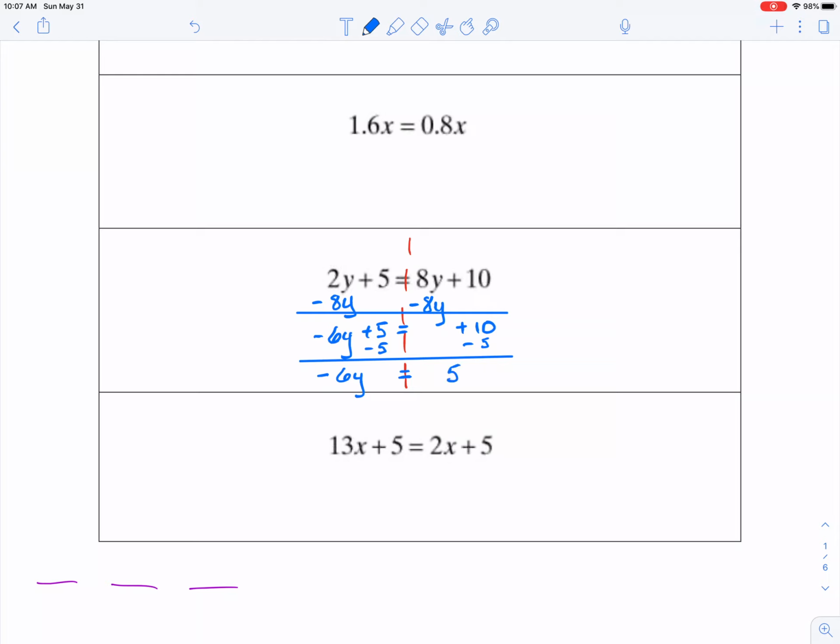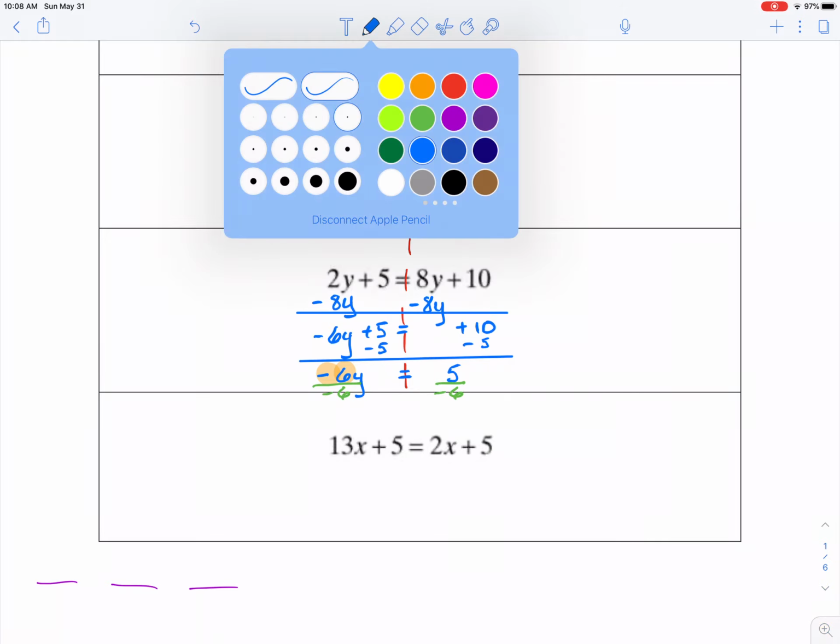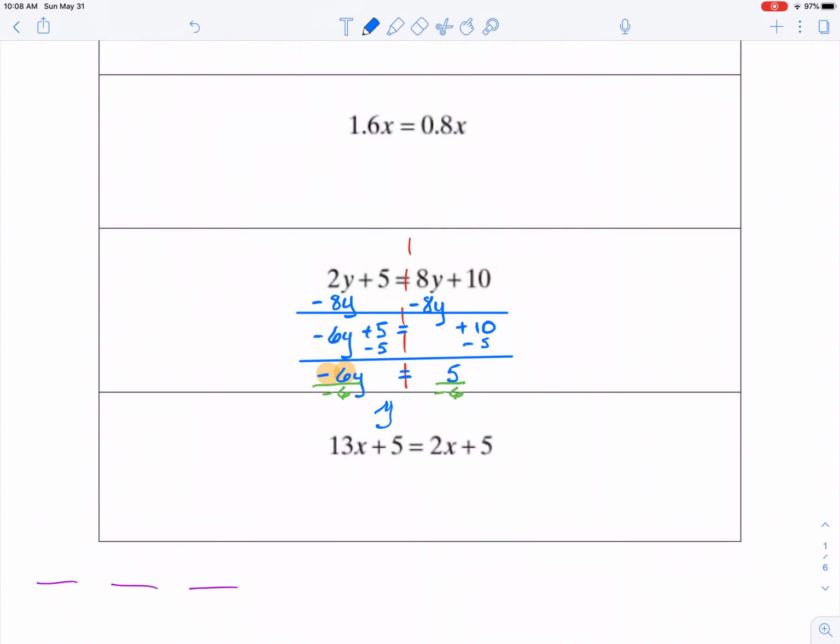And then finally noting that we always divide by the coefficient in front of the variable when we get this down to this last step. I think I'll change color here. So I'm going to be dividing both the left side and the right side by this negative 6. So in this example, we're going to come up with y equals negative 5/6. Sometimes you will see that written with the negative in the numerator. That's acceptable too.